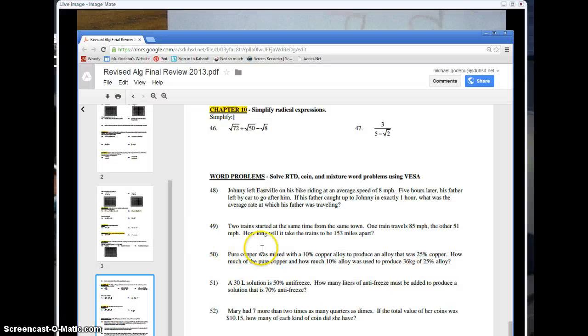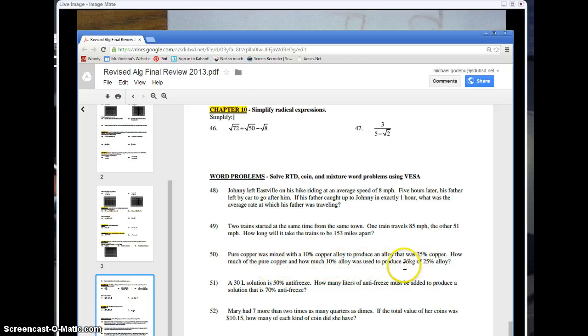Number 50 is a mixture problem. So the key is just to know that pure copper means it's 100% copper, and you're going to mix it with 10% to get something that's in between, just like we've talked about all year long. You have strong stuff mixed with weak stuff to get something in between. And it says how much pure copper. That means that this is your unknown. How much pure means the X is going to apply to the 100% stuff.